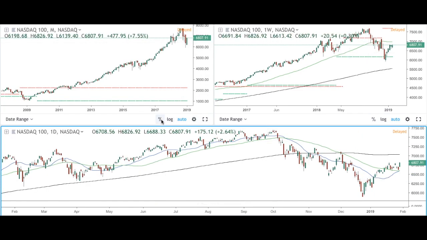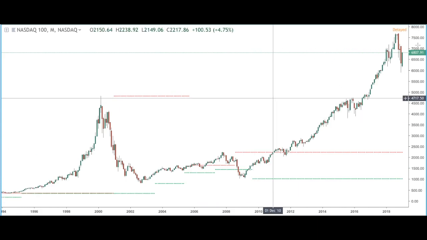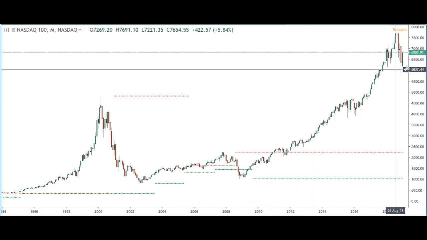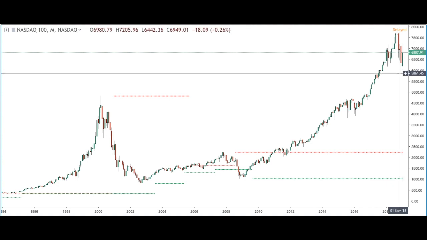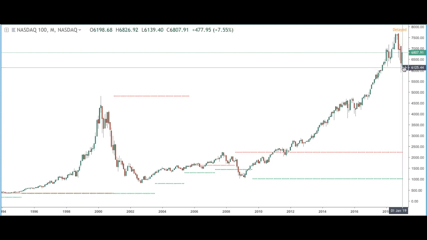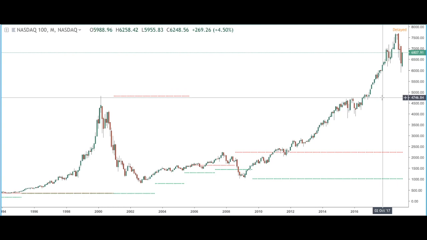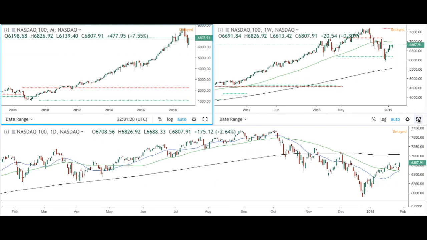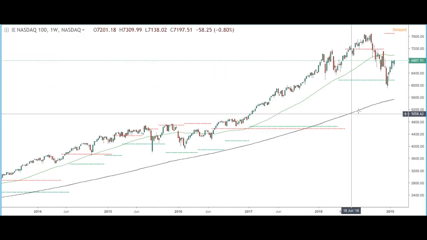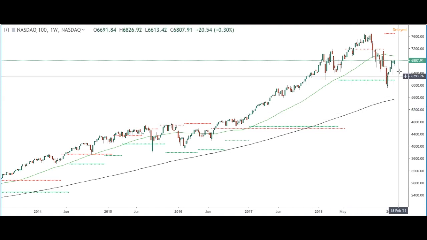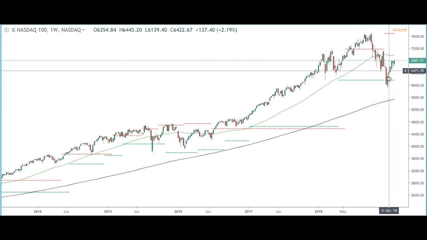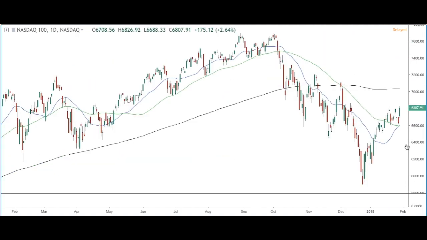Next, we'll have a quick look at the Nasdaq 100. Looking at the monthly time frame, we have the same situation as we did on the Dow Jones. We had some bullish momentum from the end of December, and January has been a bullish month as well. Looking at the weekly time frame, we can see that price is trading above the 200 moving average, but not the 50 moving average. But we do have bullish momentum arising. And looking at the daily time frame, we can see that price is trading above the 20 and 50 moving average, but not the 200 moving average.